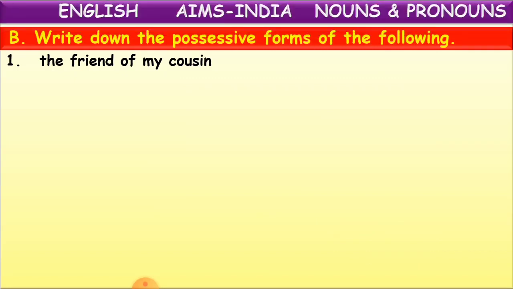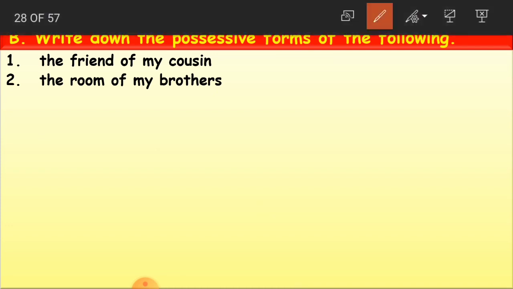What is the other sentence? Next one, the room of my brothers. So here you carefully observe the noun, children. The noun is in which form? Is it singular or plural? Brothers. It ends with s, brothers, more than one. So it is in plural form. This noun is in plural form.